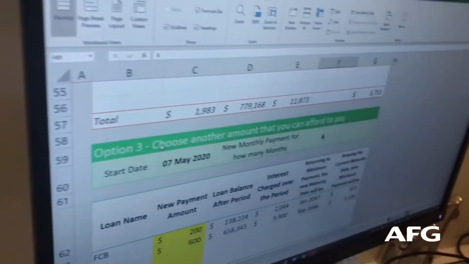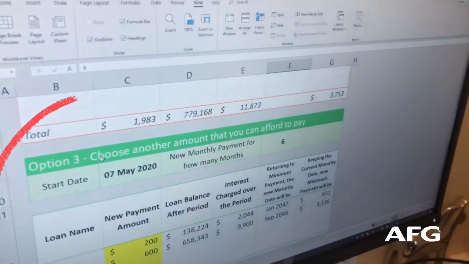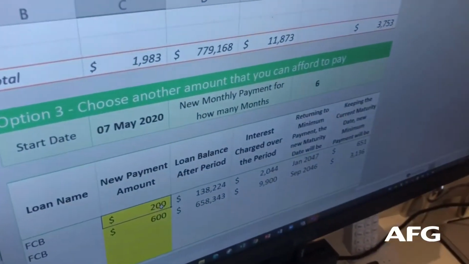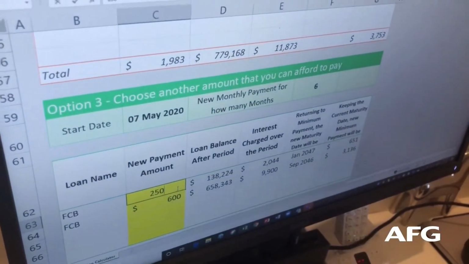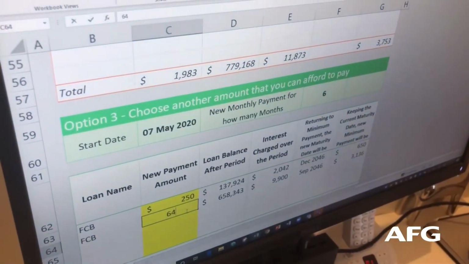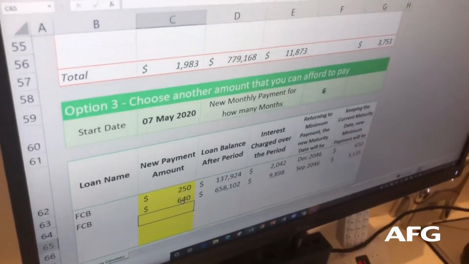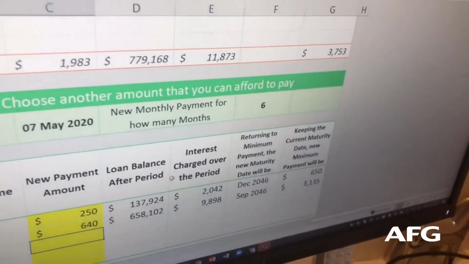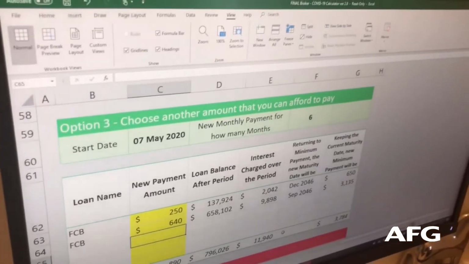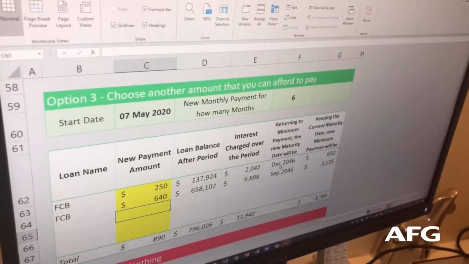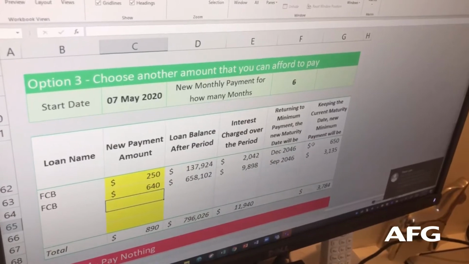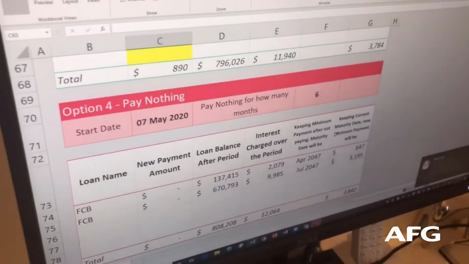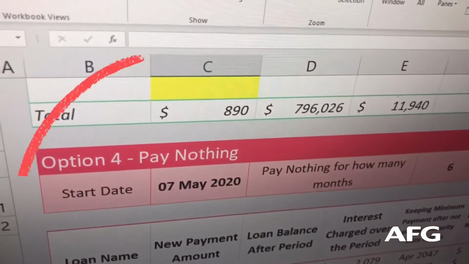You also then have option three. So some customers you talk to, they mightn't be able to make the minimum repayments. They mightn't be able to make interest-only repayments, but they might want to pay something rather than just paying nothing. So just in this example, I'll put in the customer's going to pay $250 a month on the first one and $640 a month on the second one. It does exactly the same thing, calculates the loan balance at the end of the period, the interest charged over the period, and also works the dates out depending on what option you choose at the back end of that 6 month period.